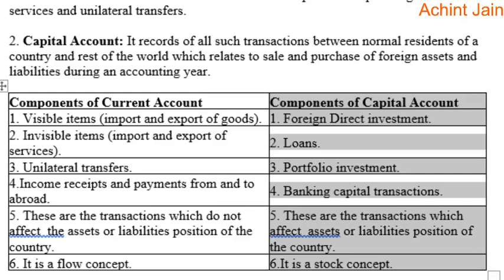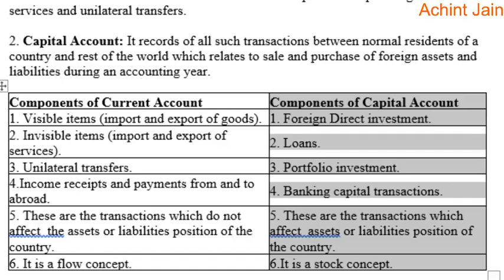The overall structure of the capital account is that all capital transactions causing a flow of foreign exchange into the country are recorded as positive items, that is, the credit side. And all capital transactions causing a flow of foreign exchange out of the country are recorded as negative items, that is, the debit side.